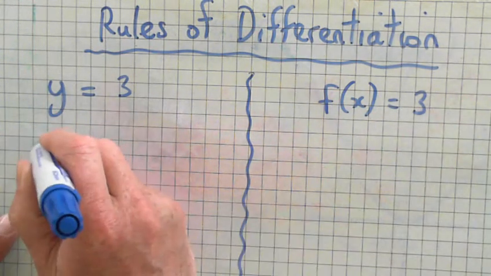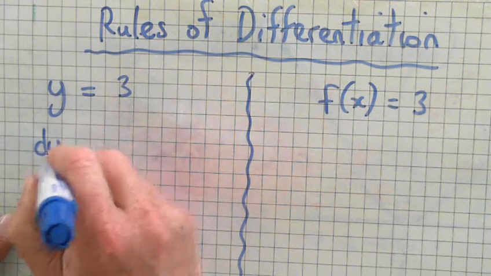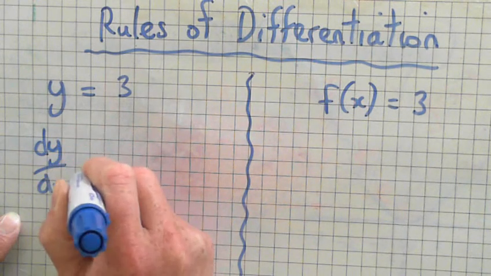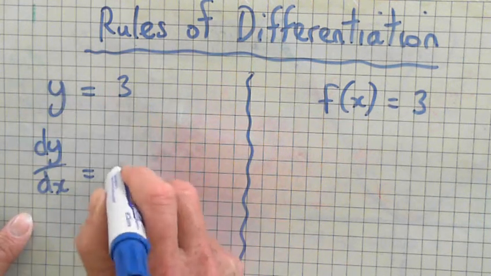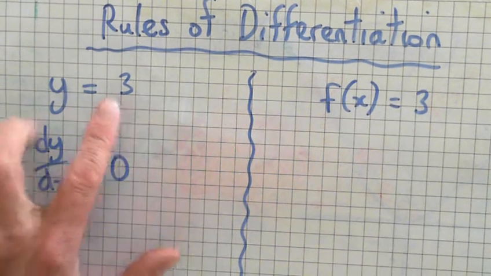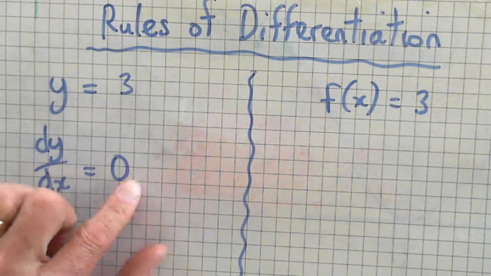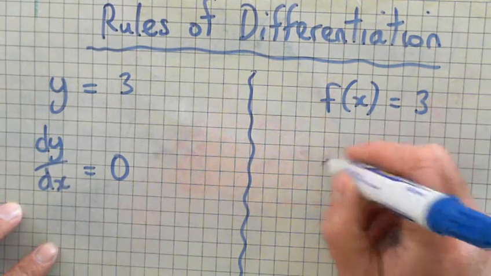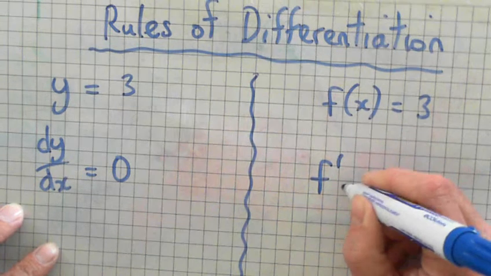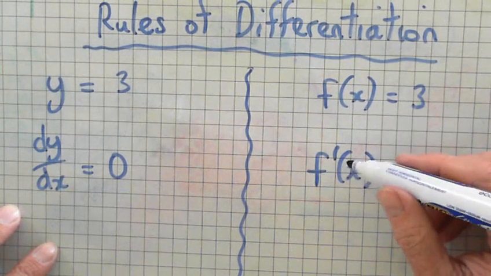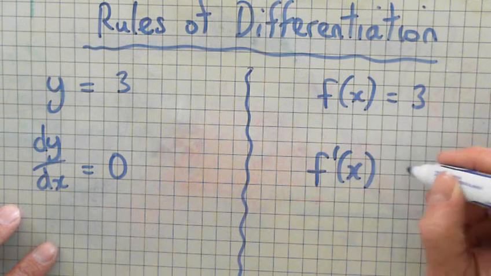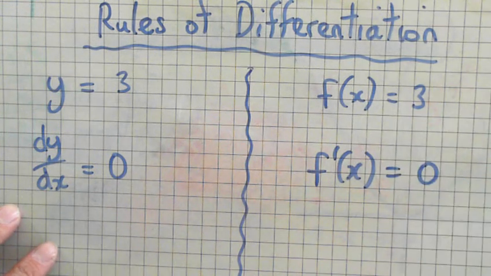Now what do we say? Well, this is the notation: dy/dx. When you differentiate a constant, a number, you get 0. I want to keep it as simple as that. This is another way of writing differentiation. So if you differentiate a constant, you get 0.